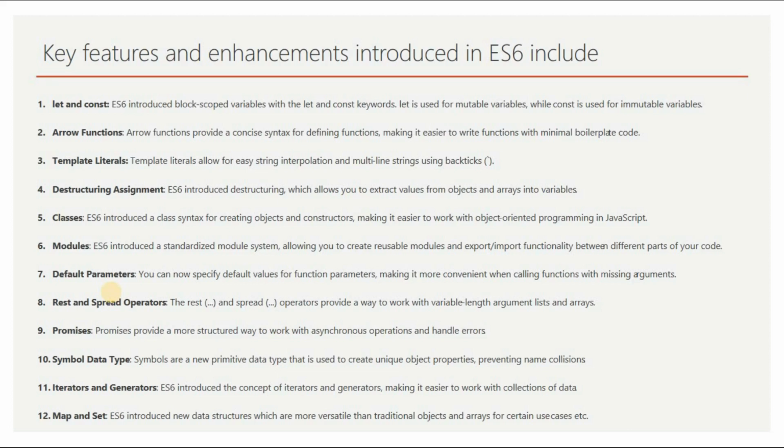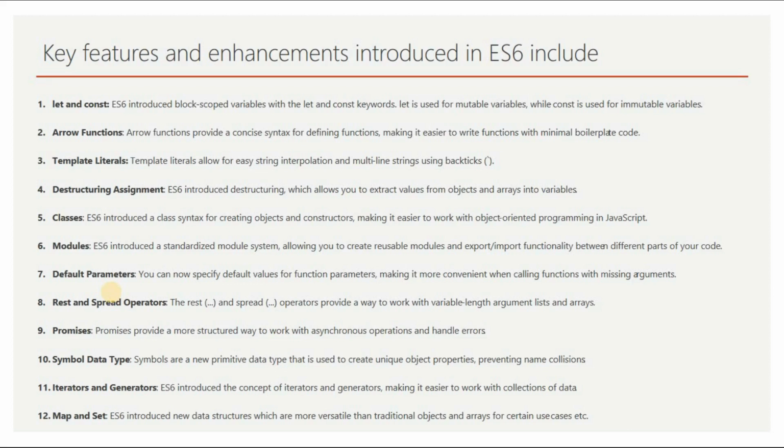Next, we have template literals. Template literals basically allow for easy string interpolation and multi-line strings using the backticks. So we'll see this later in this video in detail. Then we have the destructuring assignment. ES6 introduced destructuring, which allows you to extract values from objects and arrays into variables. Next, we have classes. So you can say JavaScript is an object-oriented language. ES6 introduced the class syntax for creating objects and a constructor, making it easier to work with object-oriented programming in JavaScript.